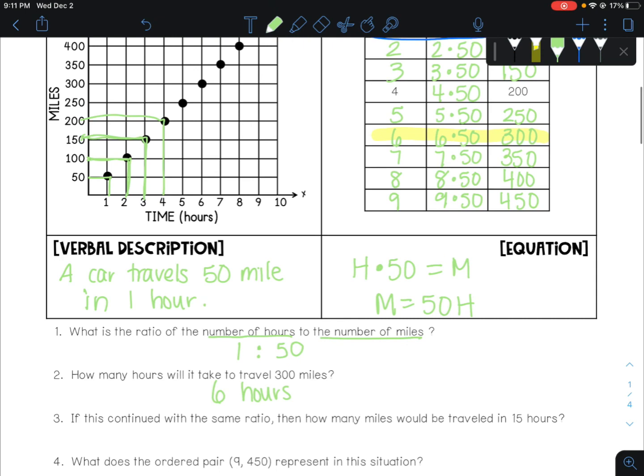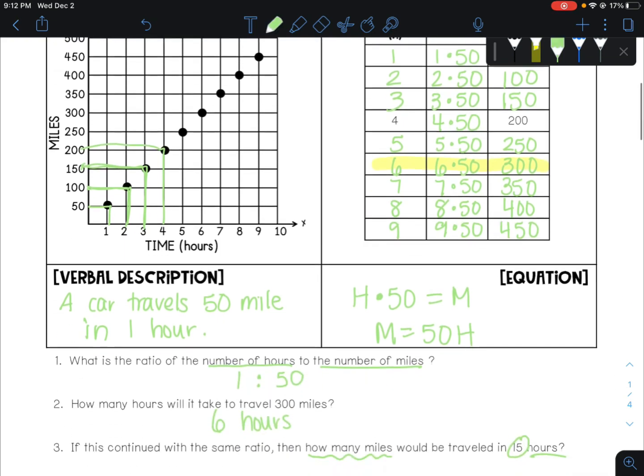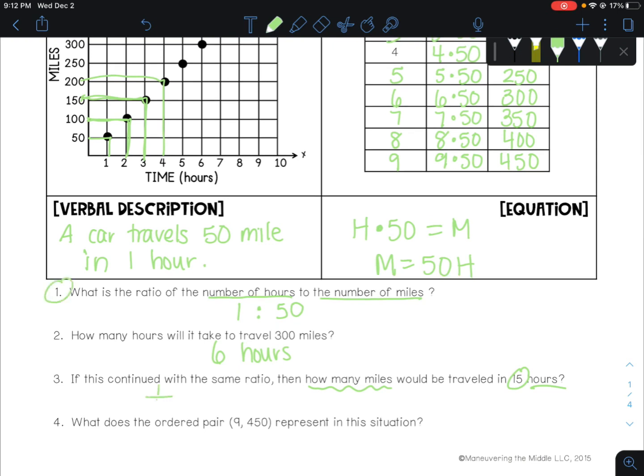If this continued with the same ratio, then how many miles would be traveled in 15 hours? I don't see 15 in our hours column, so that tells me that what we're going to have to do is a proportion. So I'm going to write my ratio from number 1, 1 over 50. But in real life now we're asking about 15 hours, not 1 hour. So I'm going to change it to a 15 on the top. And now we just have to say, how do you get from 1 to 15? Times 15. Do the same thing on the bottom so that it stays equal. And then off to the side here, 50 times 15.